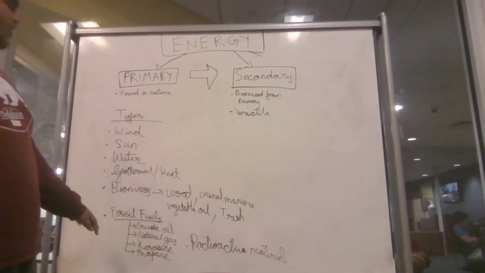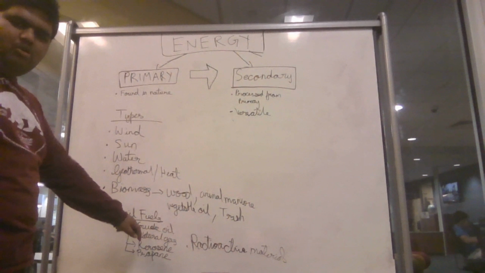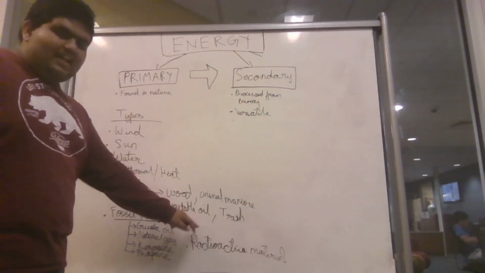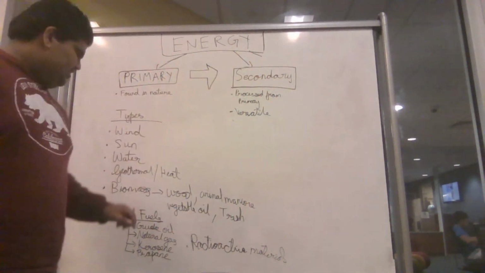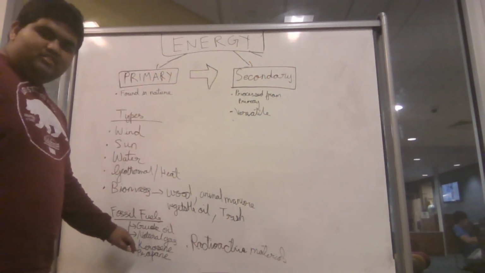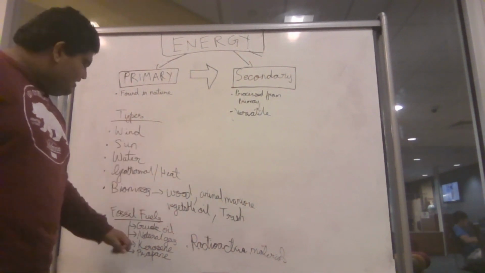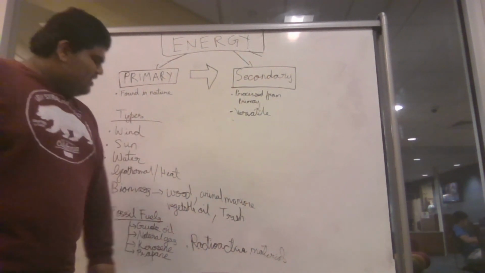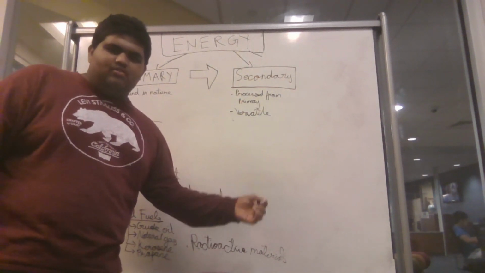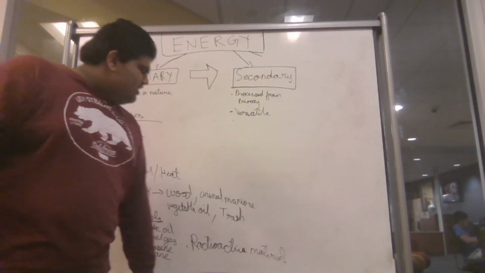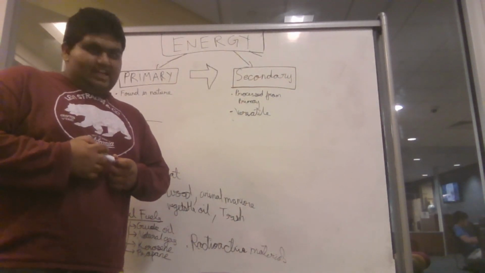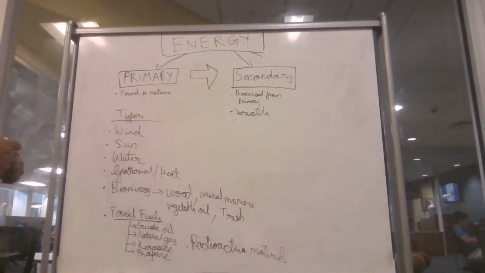And we have our fossil fuels, crude oil. We convert that into petrol, which is a secondary energy. Natural gas, kerosene lamps back in the olden days, propane, and radioactive materials like uranium that are found naturally on Earth.